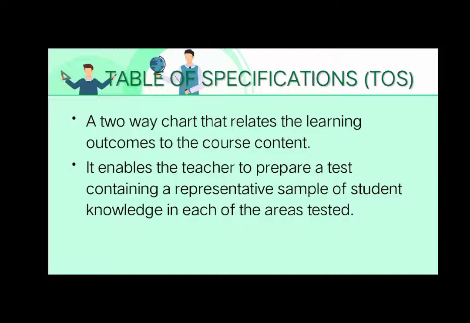Table of specification or TOS. A two-way chart that relates the learning outcomes to the course content. It enables the teacher to prepare a test containing a representative sample of student knowledge in each of the areas tested. So, the table of specification is a tool used to ensure that a test or assessment measures the content and thinking skills that the test intends to measure.